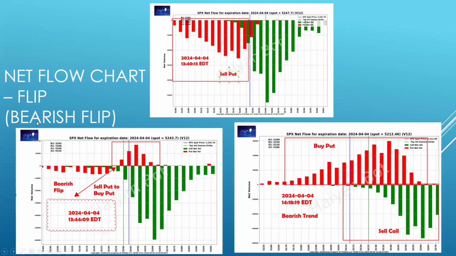On April 4th, at 1:40 p.m. Eastern Time, the market looks range bound at the time. There's a bunch of sell puts and sell calls. The market was pretty steady and range bound. However, 4 minutes later, you see a small change: the sell puts have disappeared. They slowly move to buy puts, and it continues like this. The buy puts increased.